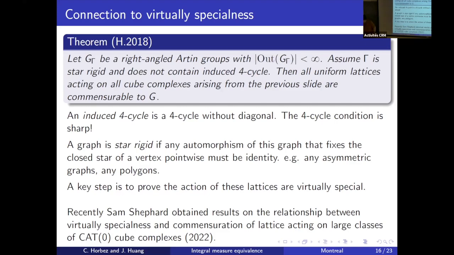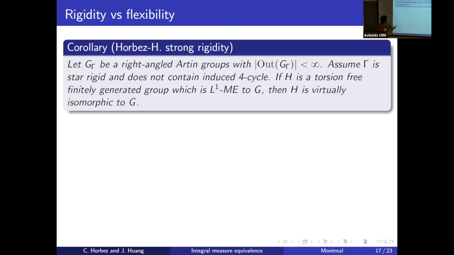Now if we put all this together, we actually have a rigidity result. I take a right-angled Artin group with finite outer automorphism group. I take some graph which is star rigid and does not contain an induced full cycle. If I take any torsion-free finitely generated group H which is L1 ME to G, then H is virtually isomorphic to G. Okay, so this is somehow the way. If step 3 fails, we somehow have to use this kind of virtually special machine to get this result.